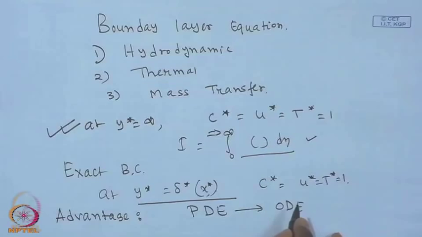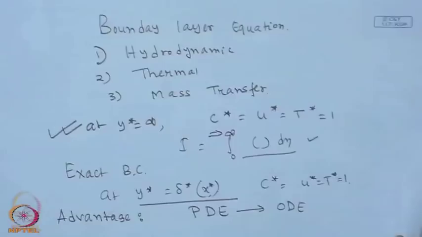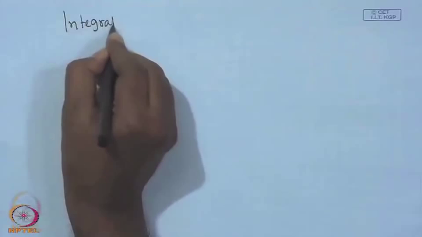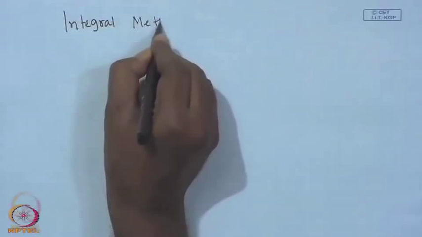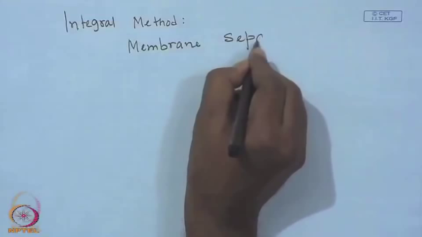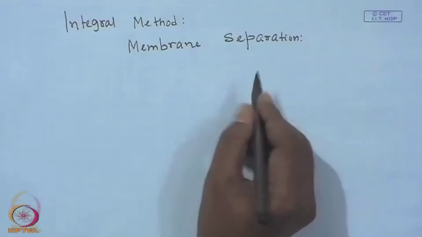Now, we will take up an example of the integral method of solution. The example will be talking about the same problem on membrane based separation process as we have defined earlier. This is a flow through a thin channel. We will be considering a flow through a thin channel, and it is a gel layer controlling case.